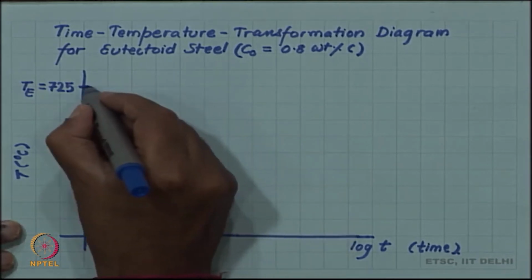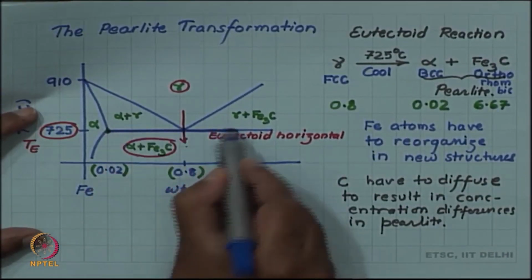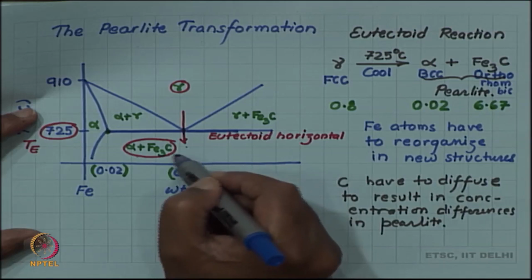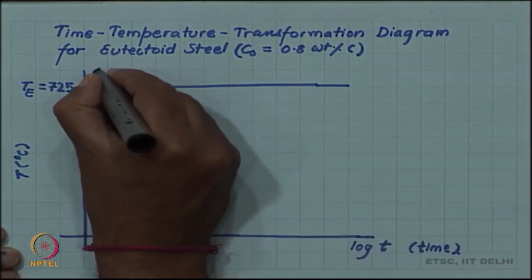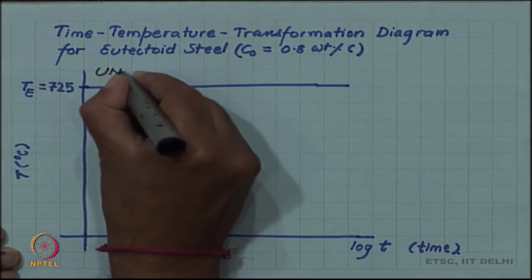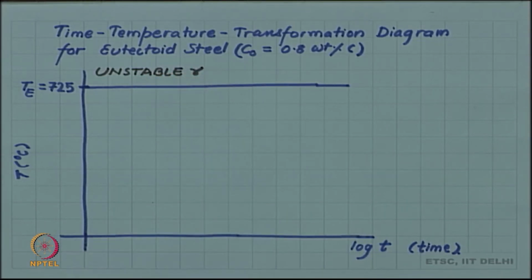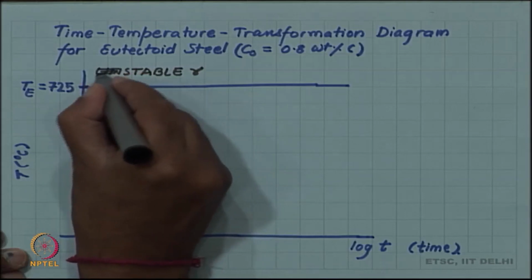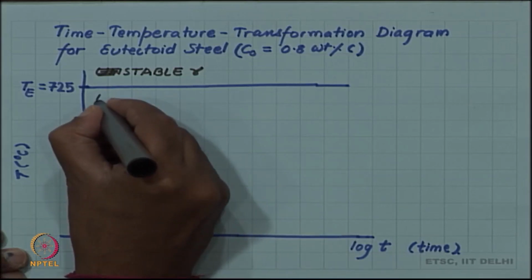So, let us start by drawing a horizontal line here, because this is an important temperature which tells us about the stability. Above this temperature, austenite is stable. Below this temperature, austenite is unstable and should transform into alpha plus Fe3C. So, this line tells us that above this austenite is stable, so that is a stable gamma. Below this we will have unstable gamma.